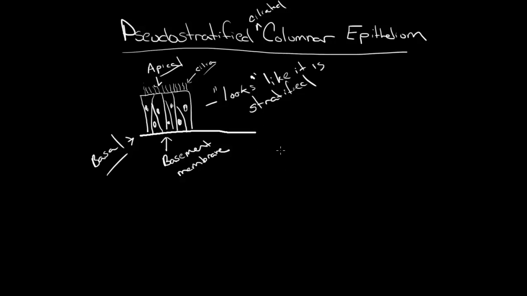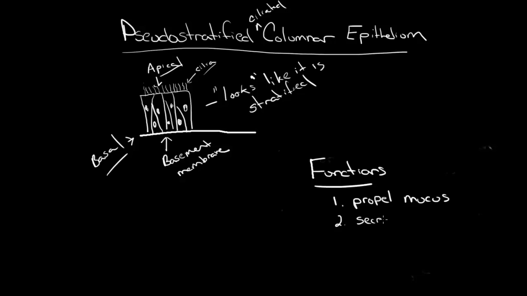Okay? So let's talk about the functions of pseudostratified columnar epithelium. One of its functions is really based on the fact that it is mostly ciliated. So it has the function of propelling mucus. It's also involved in secretion as well. Where do we find it? Some example locations.